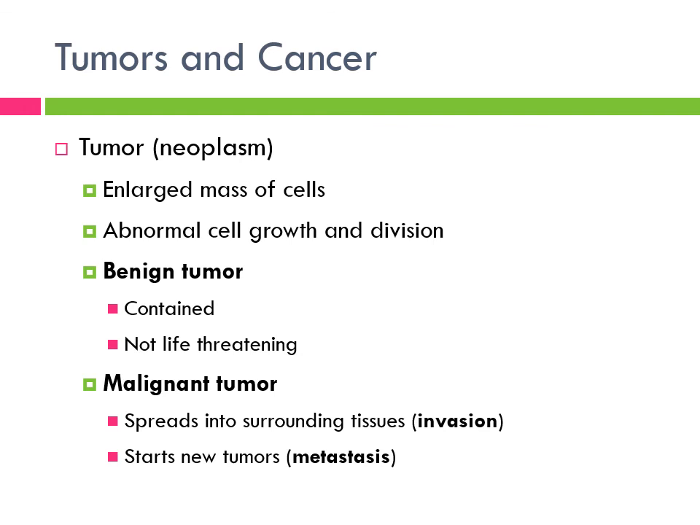A malignant tumor is a tumor that can invade the surrounding tissues and/or release cells into the bloodstream, which can then travel to distant regions of the body and create secondary tumors. So malignant cancers are much more dangerous. They have the ability to move throughout your body and create secondary tumors, and they're the ones that are much more life-threatening.